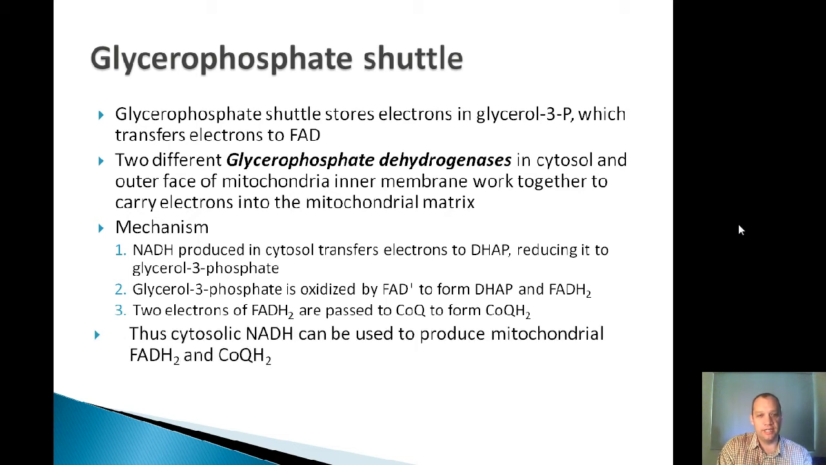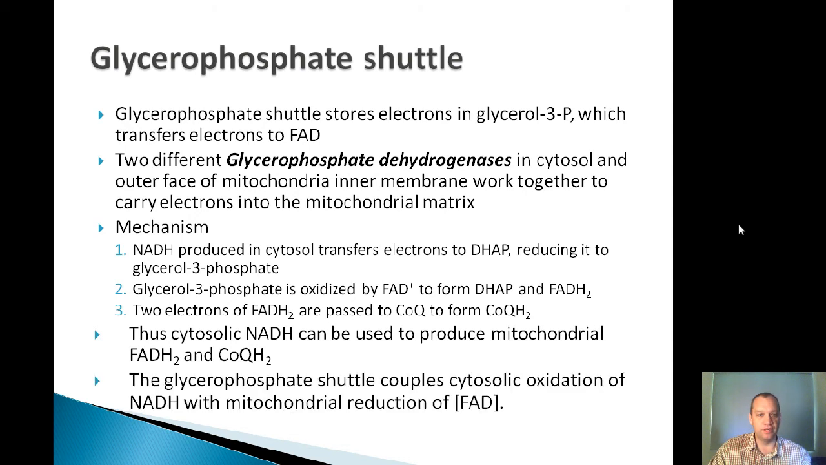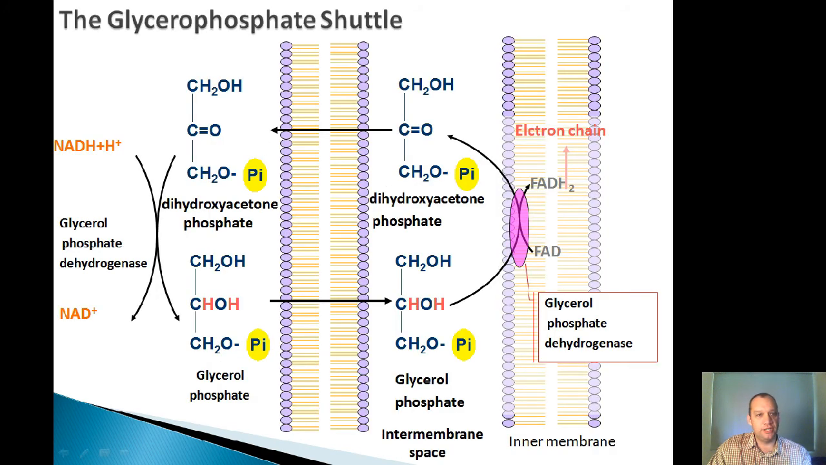So in this way, cytosolic NADH is used to produce mitochondrial FADH and eventually reduced coenzyme Q. So the glycerophosphate shuttle couples cytosolic oxidation of NADH with mitochondrial reduction of FADH. So just an image to show that.